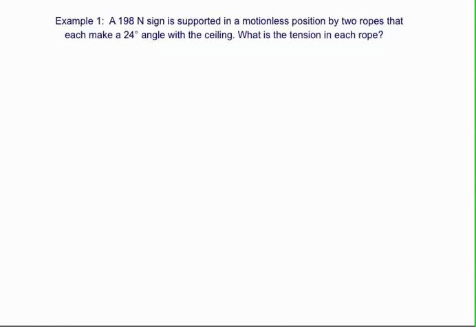As always, when we've got several forces going on, the very first step is drawing our free body diagram. And I'm going to start with my sign. For the sign, I know that the force due to gravity is its weight, so it's 198 newtons. And it's supported motionless by 2 ropes. So we have 1 rope that way and 1 rope this way. And they each make a 24-degree angle with the ceiling.